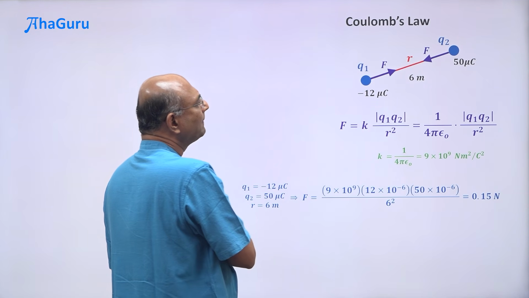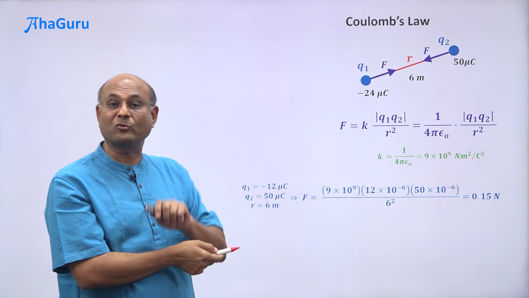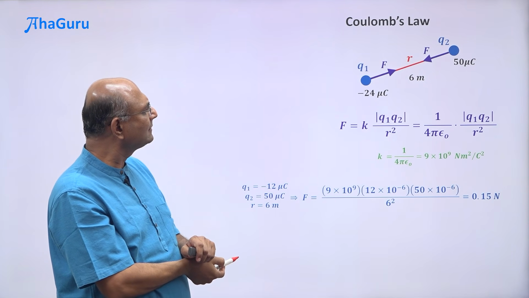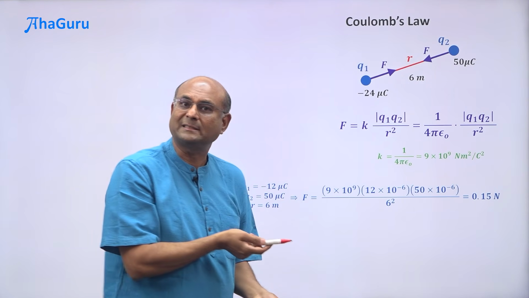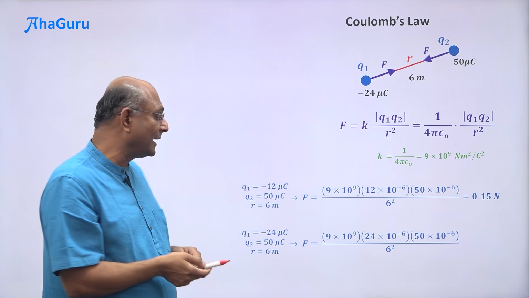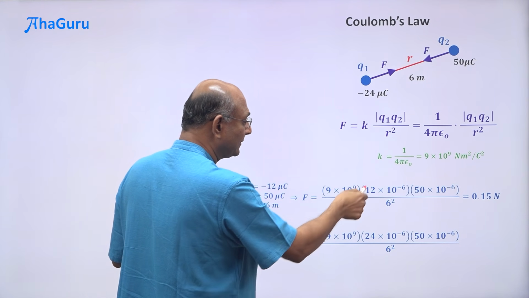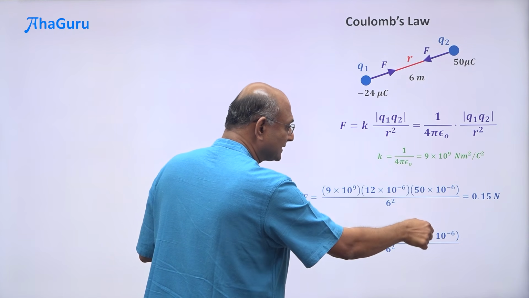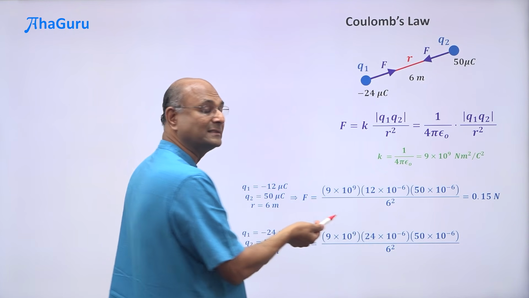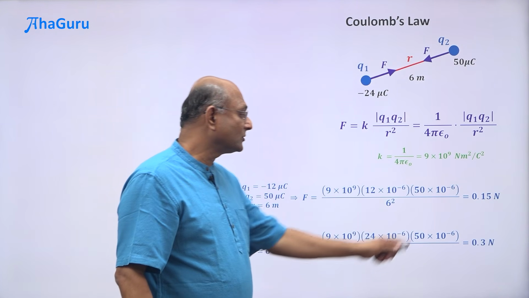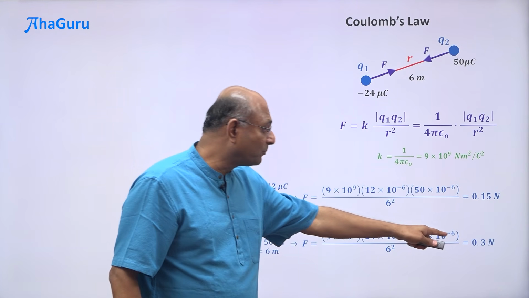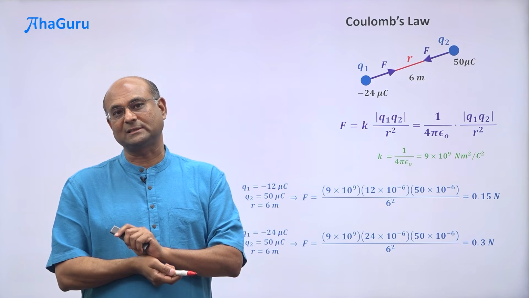Suppose I doubled this charge. Suppose I made this minus 24 microcoulomb. What will happen? Well, this is going to become double, but all the rest of it remains the same, right? So in my force formula, K is going to be the same. This charge has doubled. This remains the same. This remains the same. So that means my force is also going to double. So it's going to be 0.15 into 2, 0.3 newtons.